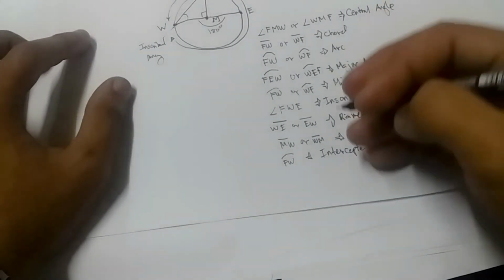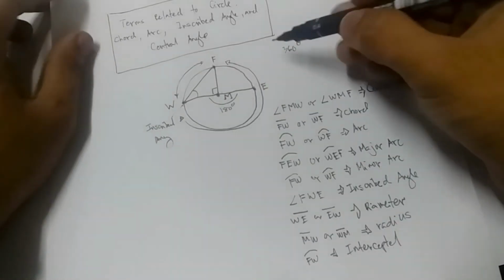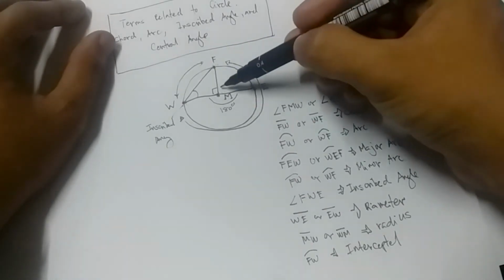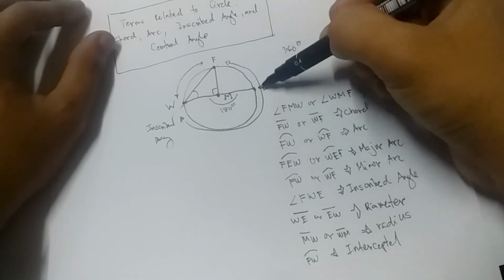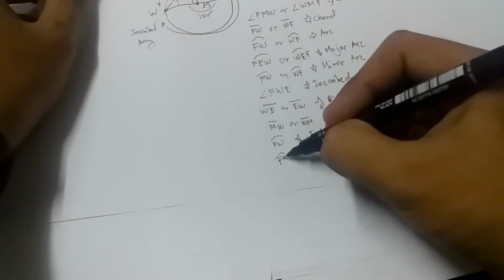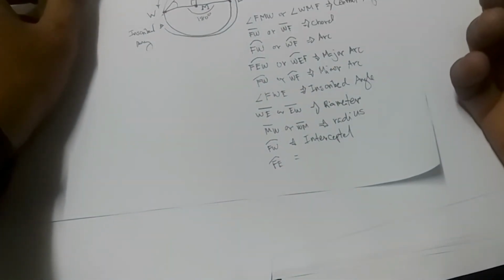And we also have another intercepted arc here. If you notice in the drawing, we have arc FE because of this angle, the central angle FME. So arc FE is also our intercepted arc, right?